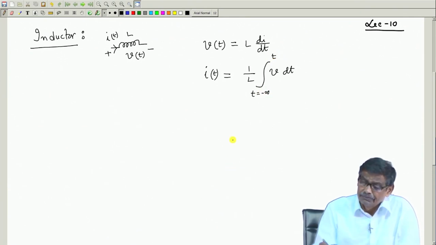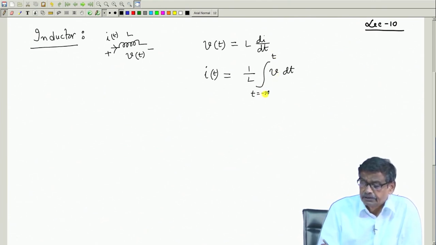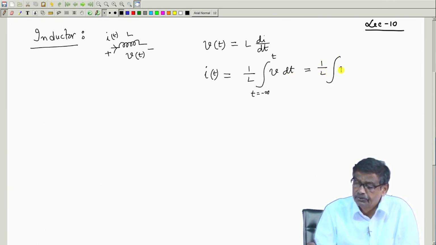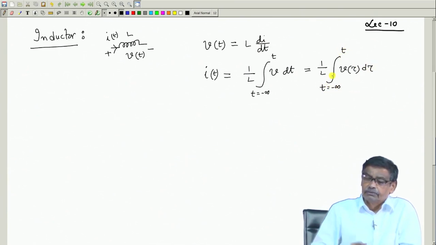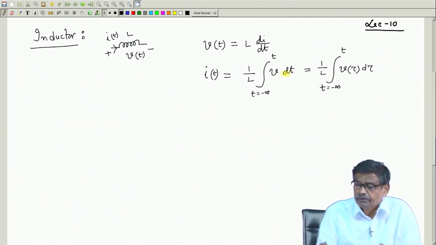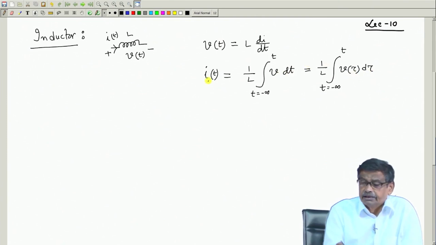Sometimes this creates confusion, t appearing here also in dt. This definite integral will not change if you give it some other variable, V(tau) and d tau, and write the limits from minus infinity to t. It is one and the same thing, because it is after all a definite integral, so you can change the variable to anything. I have written tau inside, and I am interested to know the current at time t.